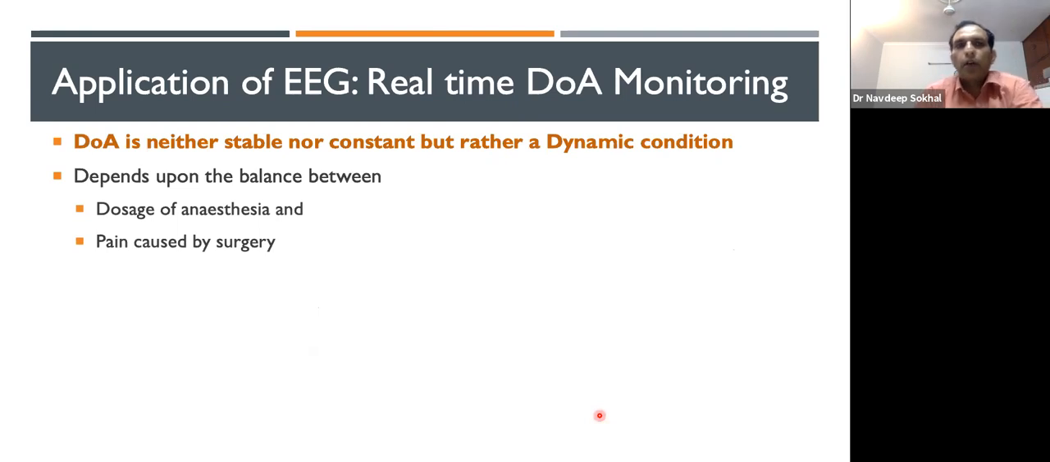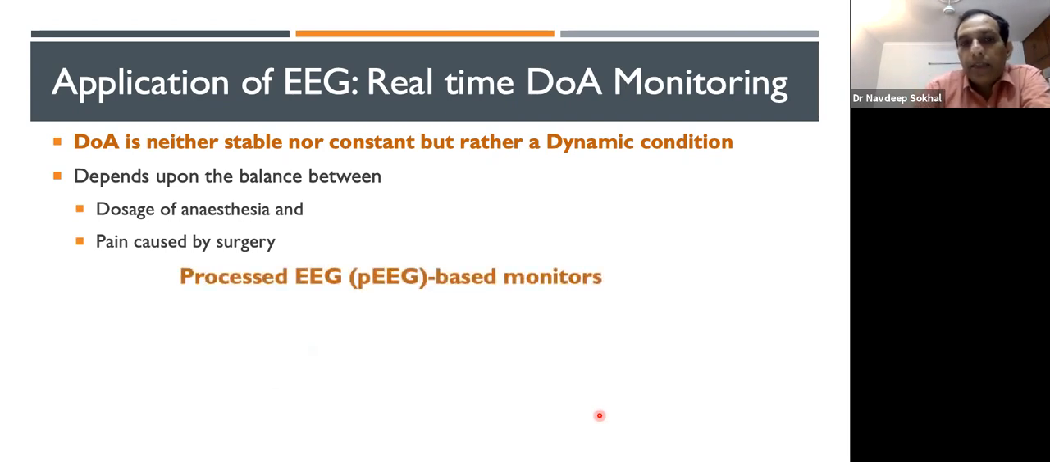So now we should understand depth of anesthesia is neither stable nor constant, but a dynamic condition. It's not that right now the patient is adequately anesthetized and the next moment there cannot be a change in the condition, which actually depends upon multiple factors like dose of anesthesia and the stimulus you are providing. So that can change the dynamics.